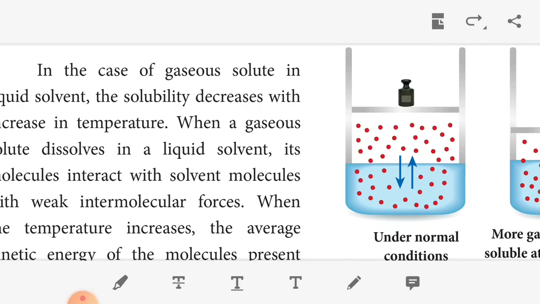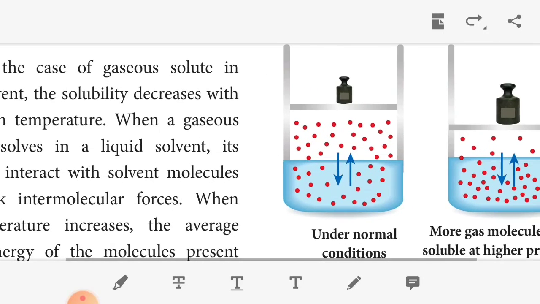When a gaseous solute dissolves in a liquid solvent, the gas molecules interact with the solvent molecules through a weak intermolecular force. When the temperature increases, the average kinetic energy of the molecules in the solution also increases. This increase in kinetic energy breaks the weak intermolecular force between the gaseous solute and the liquid solvent, which results in the release of dissolved gas molecules into the gaseous state. The dissolution of most gases in a liquid solvent is exothermic, so an increase in temperature decreases the dissolution of gaseous molecules.